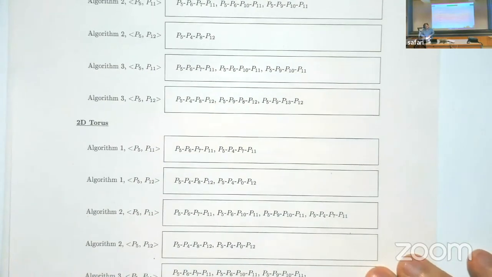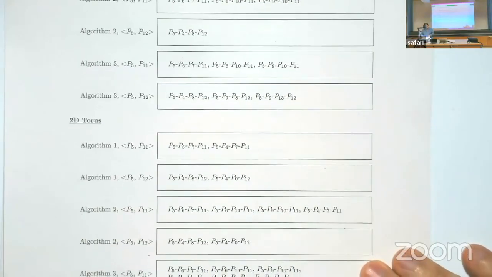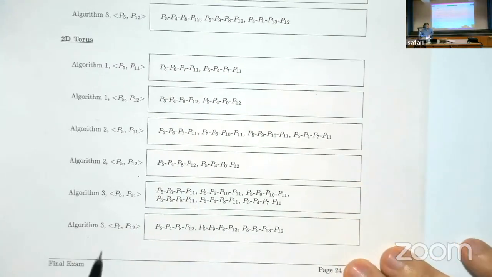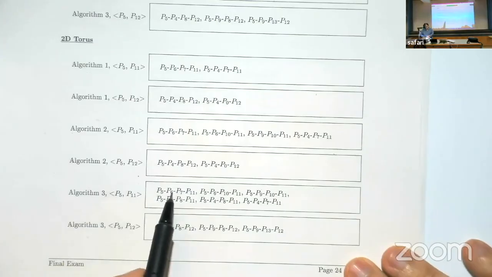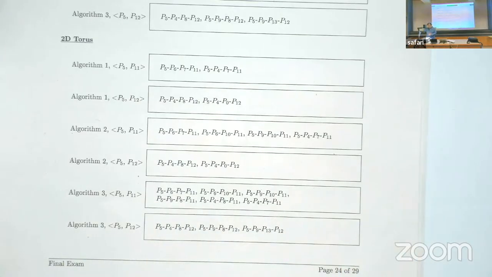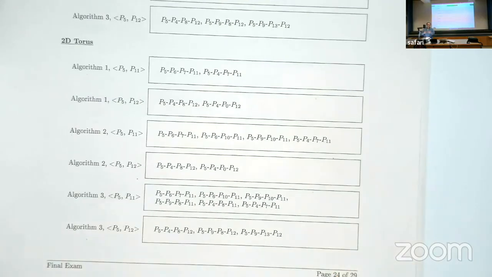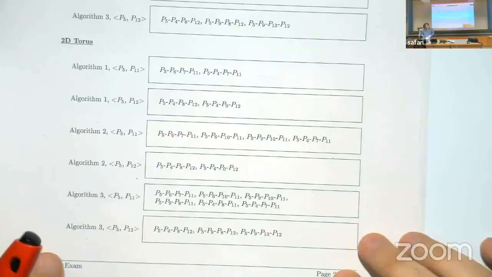Yeah. I mean, the hardest part for this 2D throws, if I remember correctly, was this P5 to P11, where we have 6 different passes. I remember that many students just wrote 2 or 3 passes or 4 passes, so they couldn't be comprehensive enough for this one. Okay.